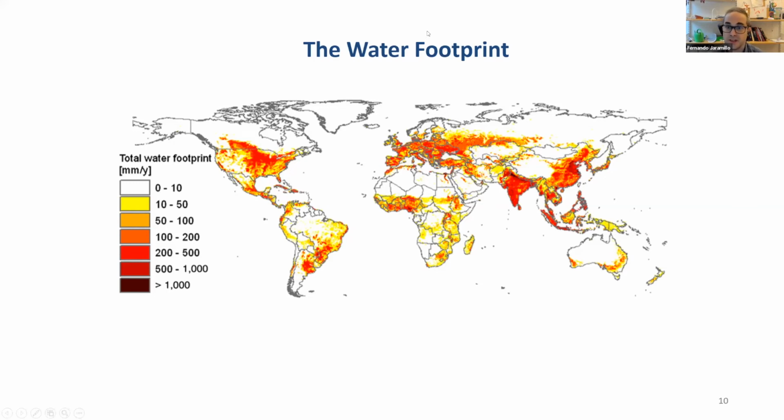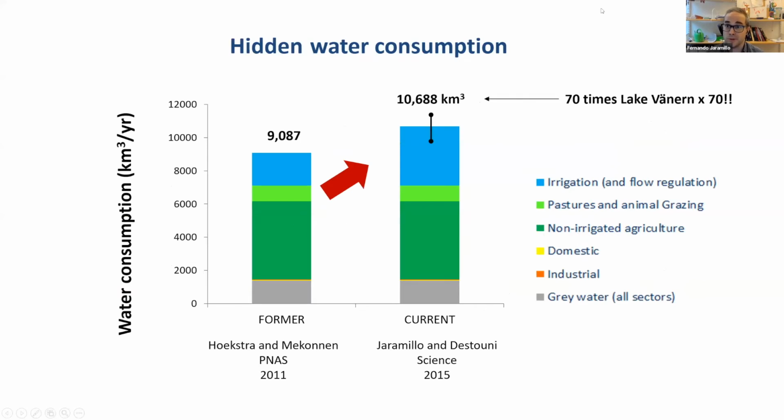So you see, for instance, that countries with high water footprints are India, the United States, Brazil, and almost entirely Middle and Southern Europe, because the water is being used for agriculture and not coming back to the system. So imagine the amount of water that we're using worldwide. The water footprint was estimated to be 9,000 cubic kilometers of water per year.